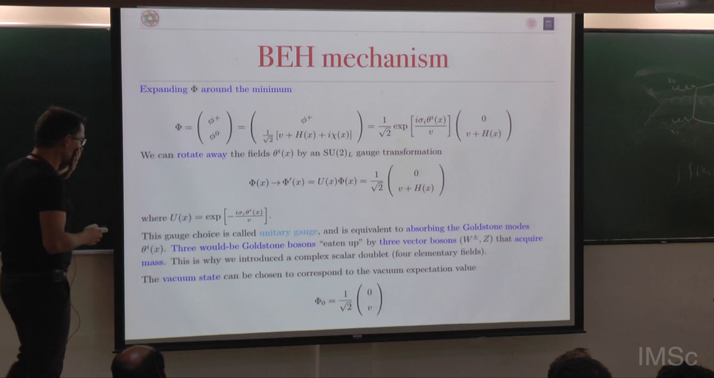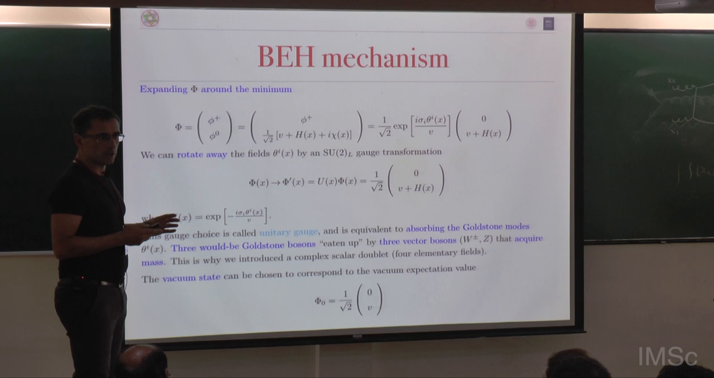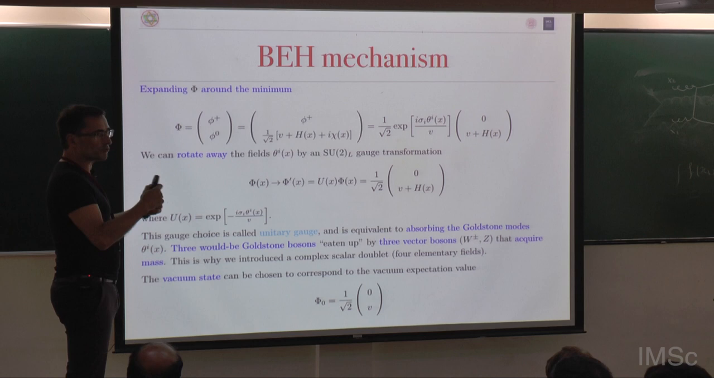Very good. So then you remember there is this story of the unitary gauge. You make manifest the mass content of your theory by choosing a special gauge, which is only due to the fact that you are spontaneously breaking a gauge symmetry.